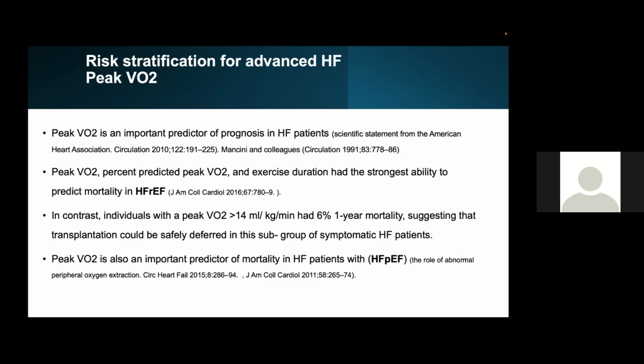And that is reassuring that patient mortality is low, and we can optimize medical treatment for those patients and they don't need transplantation or devices. So the peak VO2 also predicts mortality in HFpEF patients, not only heart failure with reduced ejection fraction. So it's a very important parameter in the prognosis of the patient.